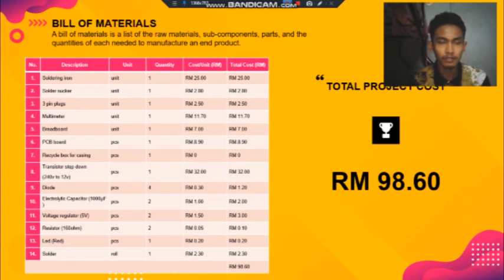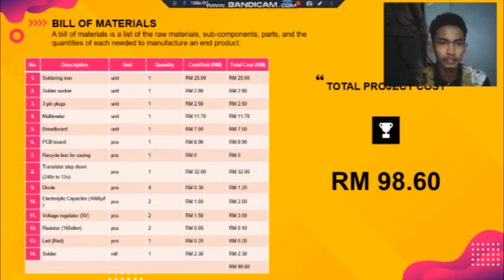Hi, Assalamualaikum. My name is Muhammad Qayyim bin Isa. My matric number is AN 2010. Today I'm going to present about the bill of materials. A bill of materials is a list of the raw materials, subcomponents, parts, and the quantities of each needed to manufacture an end product. So this is the list.